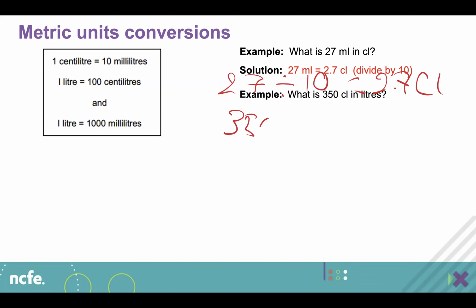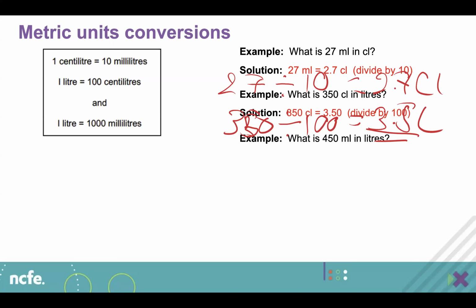What is 350 centiliters into liters? So if 100 centiliters is 1 liter, that means 350 centiliters is 350 divided by 100, which is 3.5 liters. So what is 450 milliliters into liters? If 1,000 milliliters is 1 liter, that means 450 milliliters would be divided by 1,000, which would become 0.45 liters.